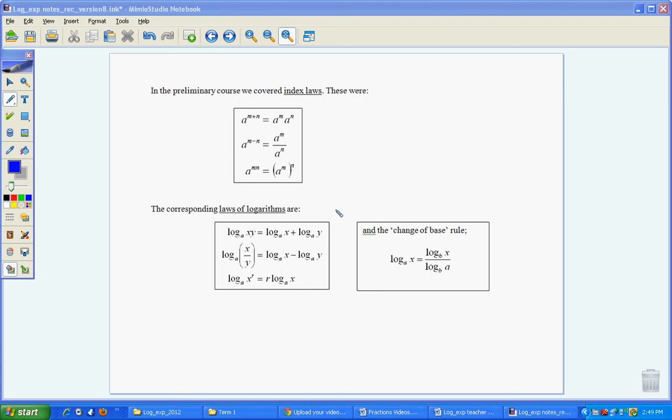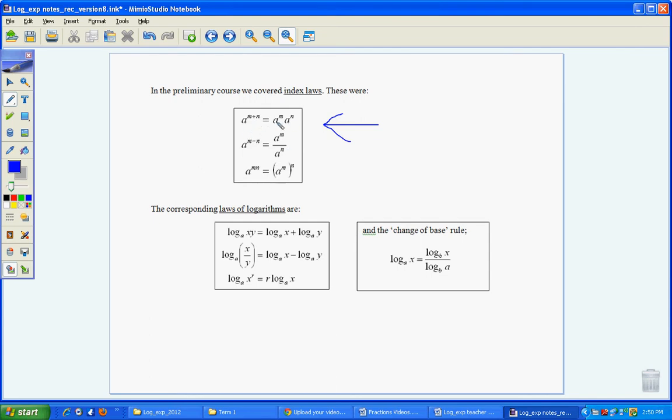Now let's start having a look at using our logarithm laws. The one we've done before is the definition of a logarithm. We've got four others we want to use. Now, if we remember our index laws, these have relationships to their index laws.